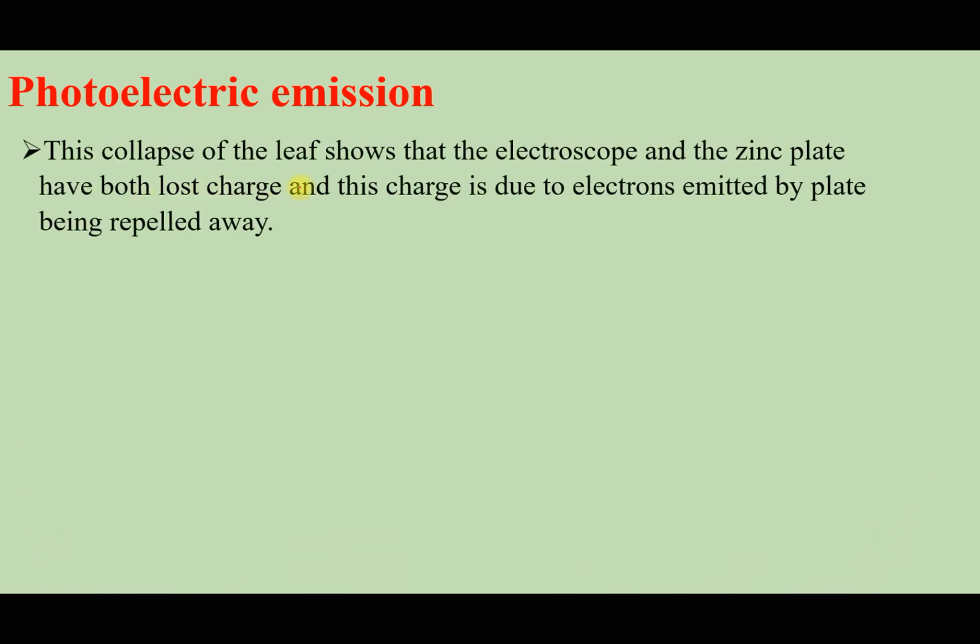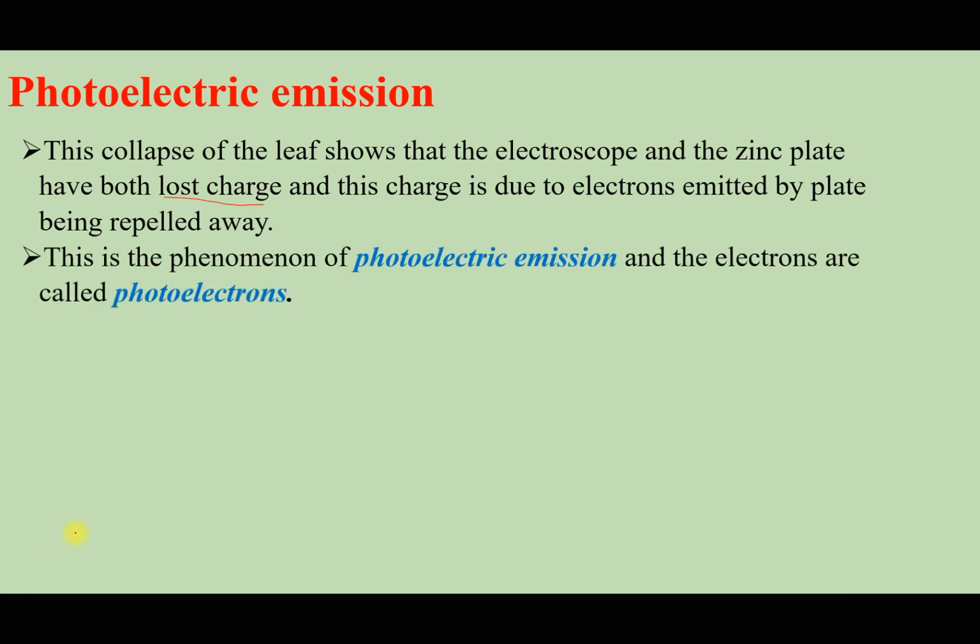This collapse of the leaf shows that the electroscope and the zinc plate have both lost charge, and this charge is due to electrons emitted by the plate being repelled away. So the electrons which were ejected from the zinc plate have been repelled to the surrounding, and they have left the apparatus. Therefore, there are fewer negative charges remaining, so the repulsion decreases. That's why we see the gold leaf collapsing gradually.